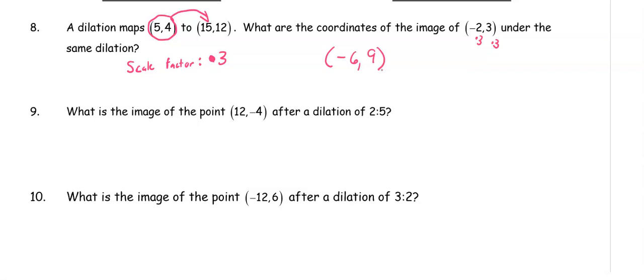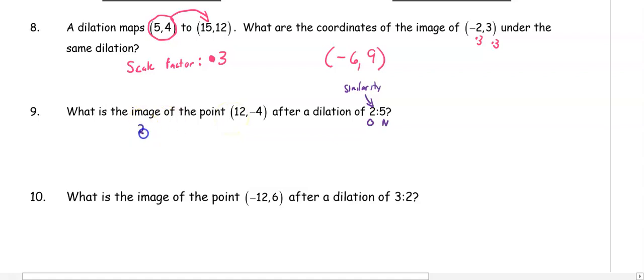In number 9, what is the image of the point 12, -4 after a dilation of 2, 5? So in this case, this is not a scale factor. This is going to be our similarity ratio. So if this is my similarity ratio, this is our old point, and this is our new point. So we have our old points. We need to do 2 proportions to solve for our coordinate.